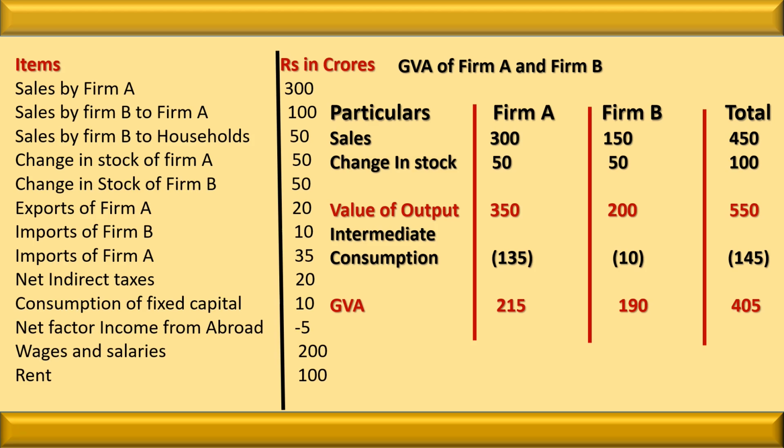So the value added for the firm A is 215, for the firm B is 190, and the gross value added is 450. Gross value added is for the total. Clear? I think the topic is clear to everyone. Here we can say the total is 405.